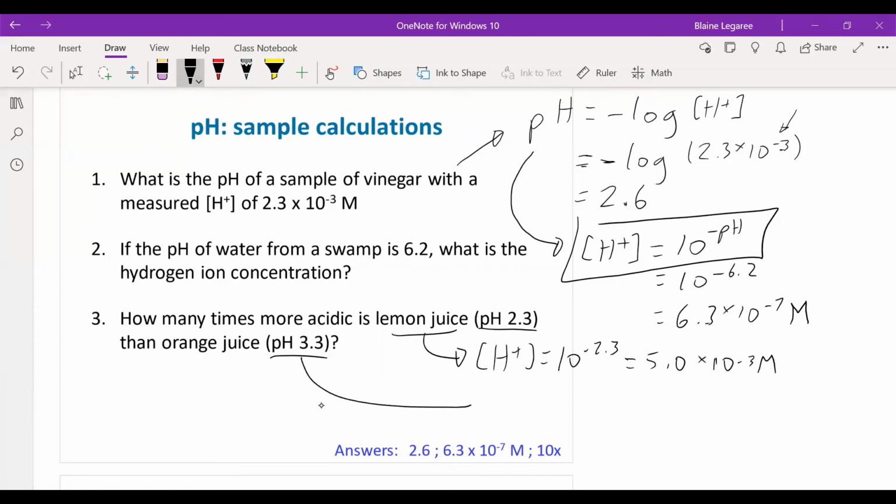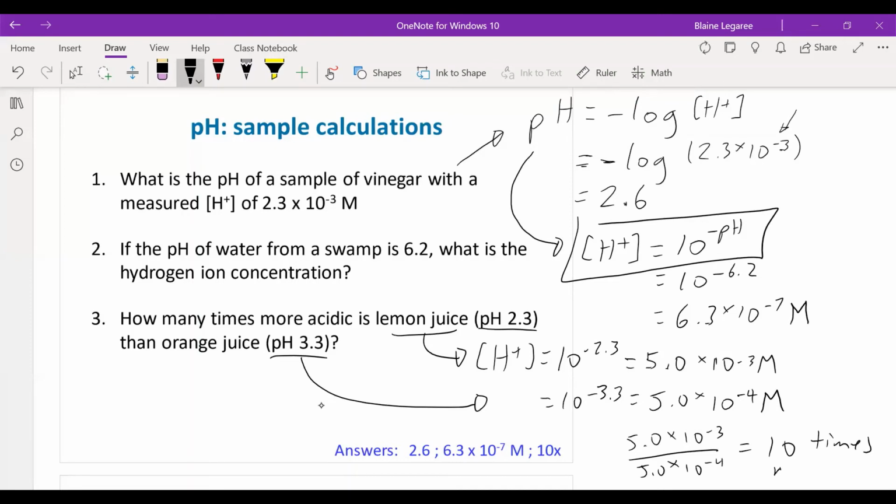For orange juice, it's 10 to the minus 3.3. So in that case, I get 5.0 times 10, so 3.3 negative shift log 10 to the minus 4 moles per liter. So if you take a look at these, what I can do is divide them. So we can take 5.0 times 10 to the minus 3, divided by 5.0 times 10 to the minus 4, and that equals 10 times more concentrated.